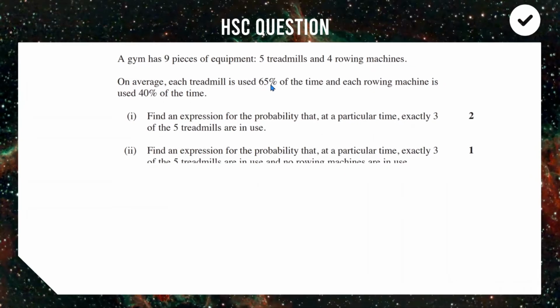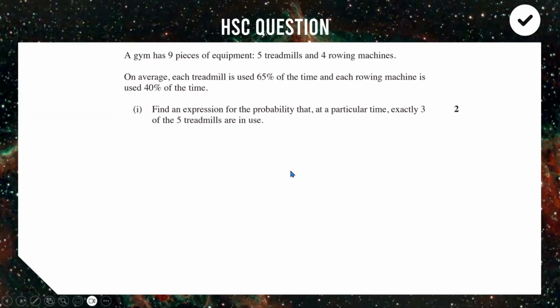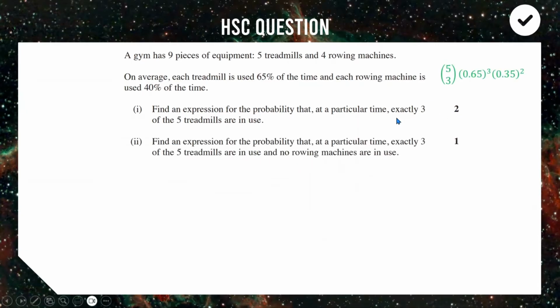65% chance of being in use means a 35% chance of not being in use. And then we need to multiply that by the number of ways we can arrange these 3 successes in a total of 5 trials, which is 5C3. So as long as you know how to set up a binomial probability, this is actually a very straightforward 2 marks, getting us an answer of something. Notice I didn't calculate it because it says find an expression, so you don't need to actually calculate the decimal. This is a correct answer for 2 marks.